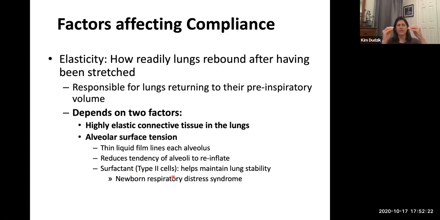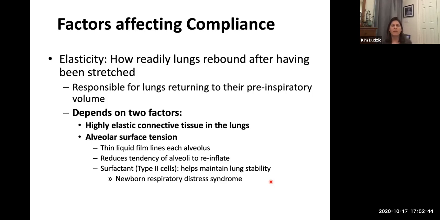Surfactant breaks the hydrogen bonds in between water molecules for you. Okay, and that way your alveoli, when it breaks those bonds, can easily expand, right? Easily expand and then easily go back to their regular size. Okay, so even if there's fluid on the inside, right, they're going to easily go back to their regular size.